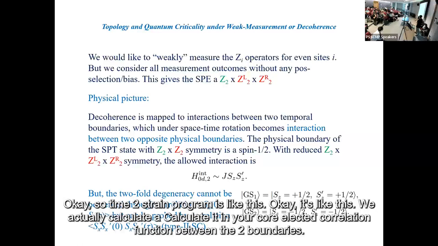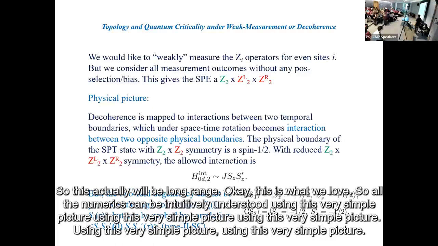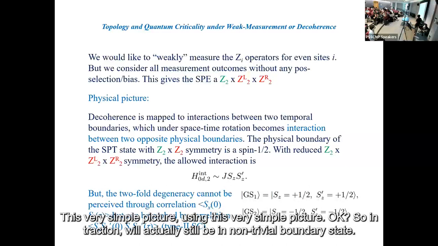The type 2 strain correlator is like this. We actually calculate a correlation function between the two boundaries. Then this can be non-trivial, because S_x, S_x prime can flip one ground state to another. So this will actually be long range. All the numerics can be intuitively understood using this very simple picture.